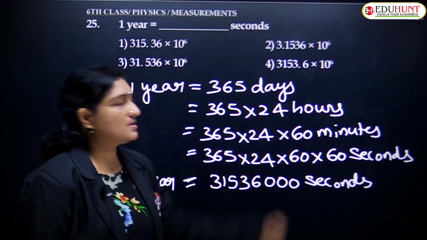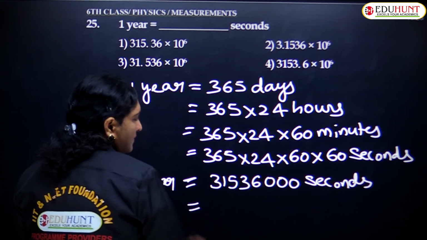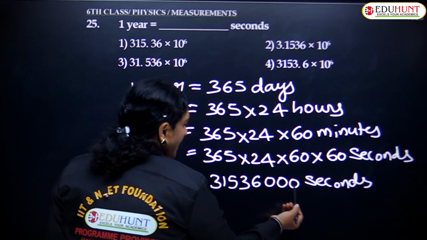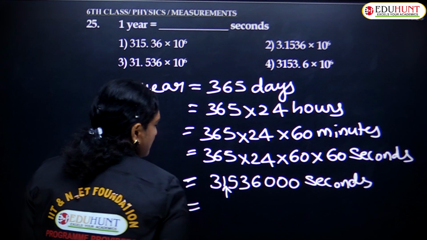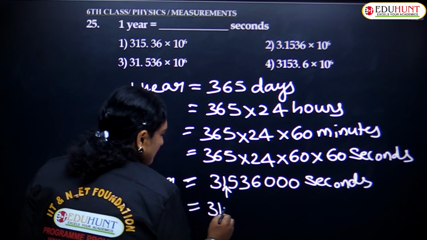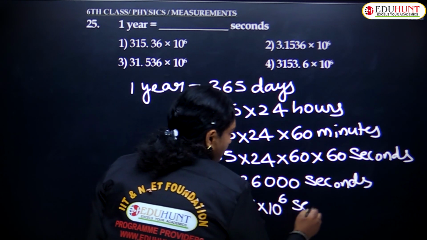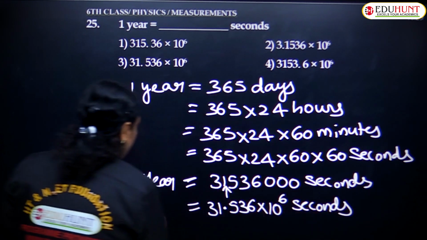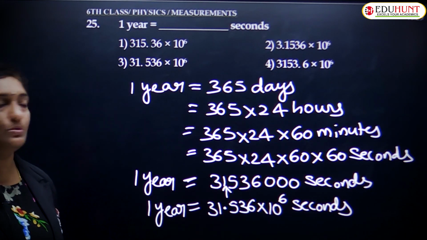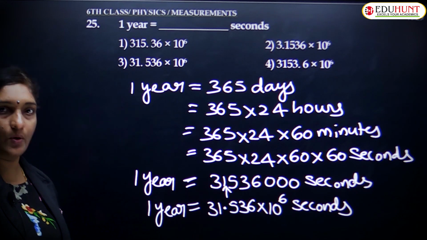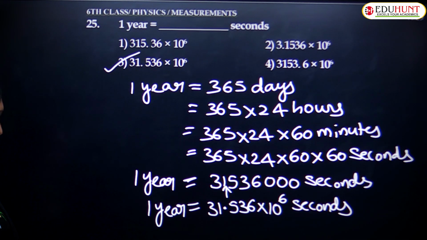Again this is in 10 power 6 format. 10 power 6 format means, in order to convert into decimal format, you need to shift your decimal from here to here. Count 1, 2, 3, 4, 5, 6. So the decimal should be kept here after 31. So your answer would be 31.536 into 10 power 6 seconds. So children, 1 year has 31.536 into 10 power 6 seconds. Okay. So this is your right answer. Got it? Next.